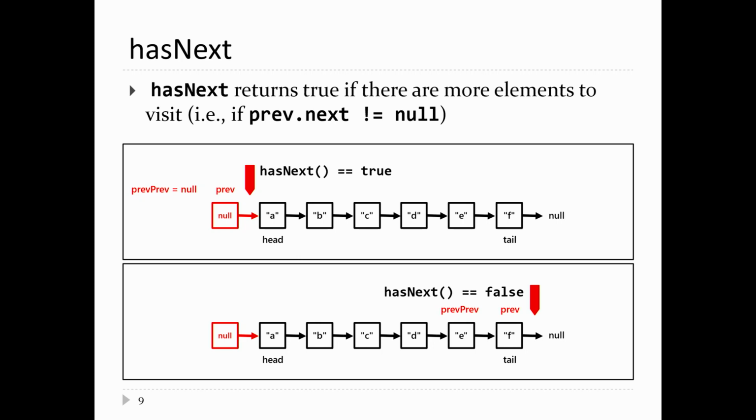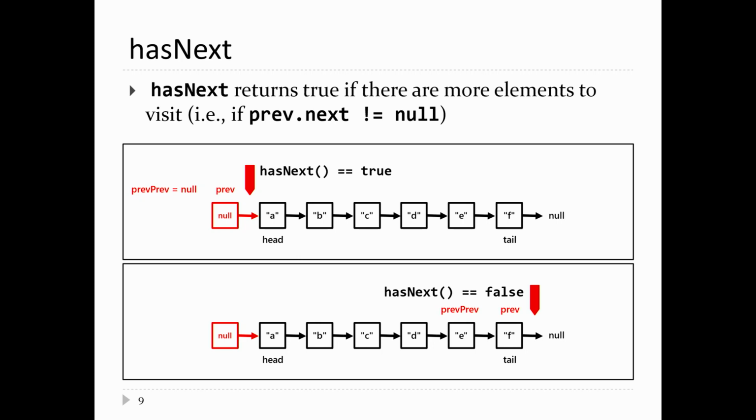All right, hasNext. hasNext returns true if there are more elements to visit. Now how do I know if there are more elements to visit? I've got this previous node here. If there is another node to visit, then previous.next is going to point to some node. In other words, previous.next will not be null. So when I start the iteration, previous.next points to the current head node, so it's not null.